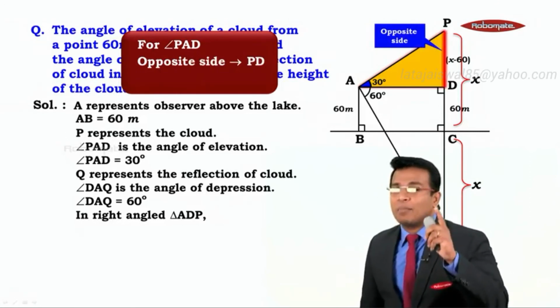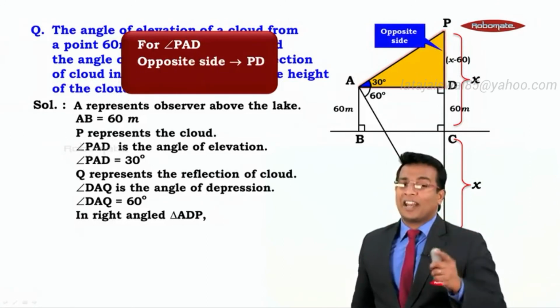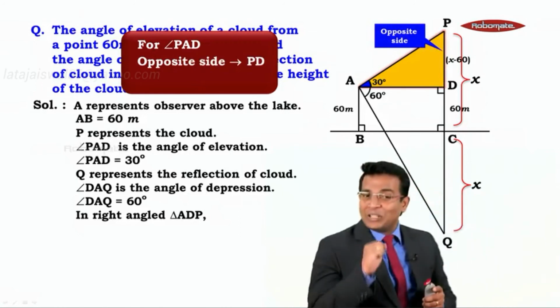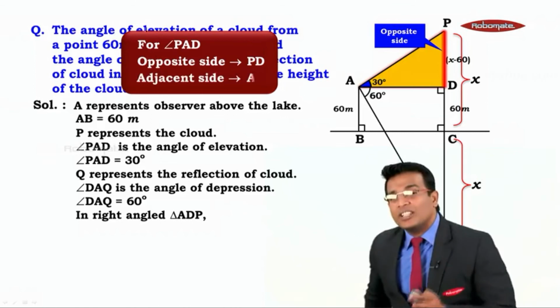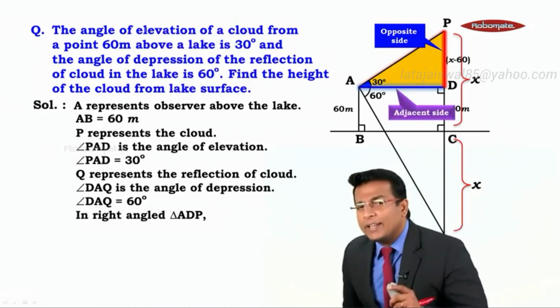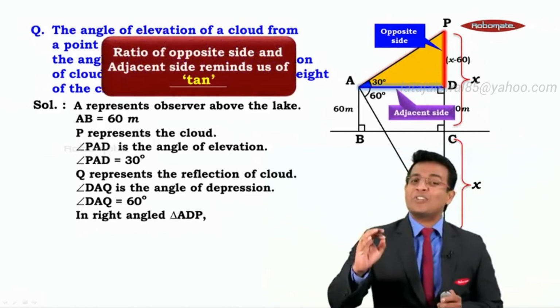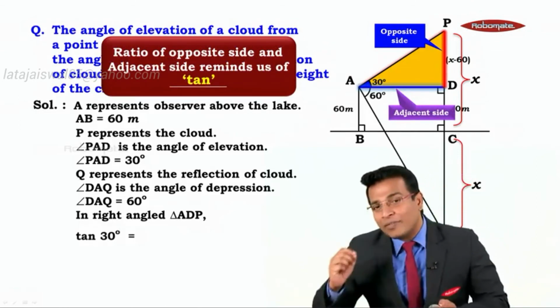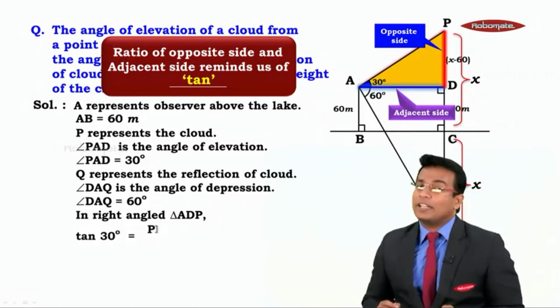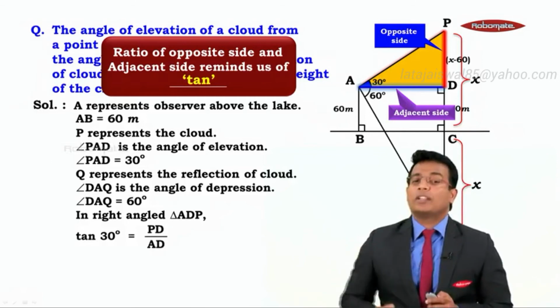Why adjacent side? Remember I said when you have two right angle triangles, catch hold of the common side. And here the common side for both right angle triangles is AD. So focus on that AD. Adjacent side AD, so opposite side and adjacent side. Which ratio? Yes, the ratio is tan. So we take tan of which angle? Tan of 30. So we write tan 30 is PD upon AD.